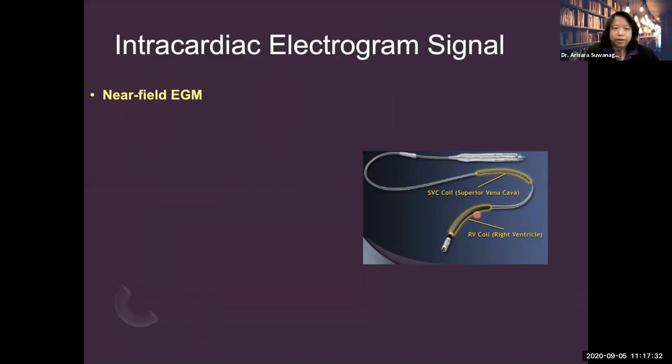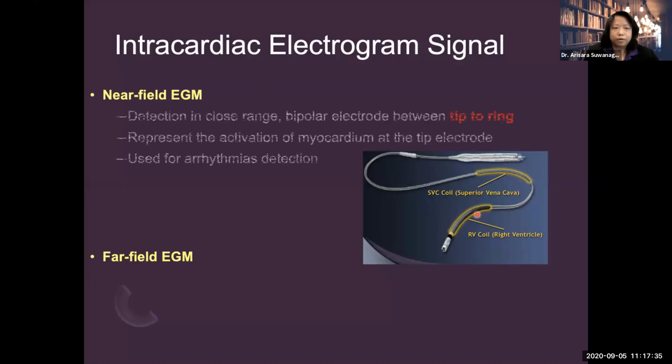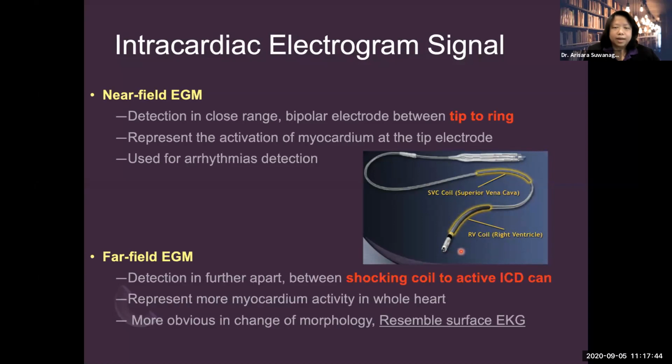We call it a near field EGM when the detection comes from the tip to ring. And this will represent the activation of myocardium at the tip of the electrode. Same thing, the shocking coil here will be able to detect the electrical signals as well. And the shocking coil will detect it when the coil to the can are apart. So it will depict more obvious changes in morphology, and it will resemble the surface ECG.